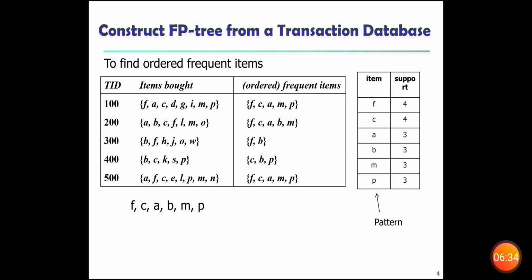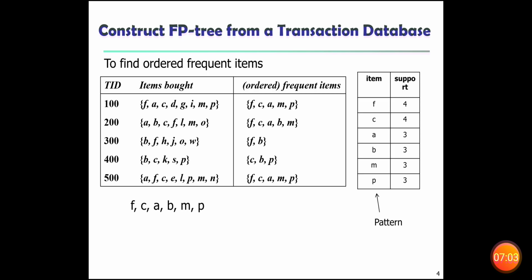The same way, if you found each and every item, whatever is given here down to the table, all the items will be verified in each and every transaction. If it is available in the particular transaction, then it will be posted in the ordered frequent items. So the next one, if you take transaction ID 200, there we have F.